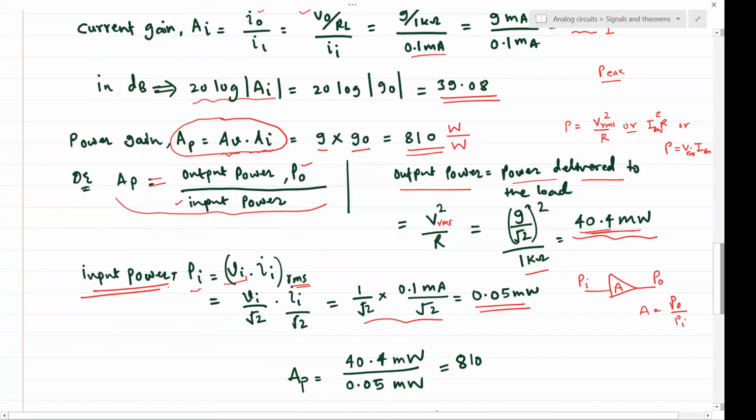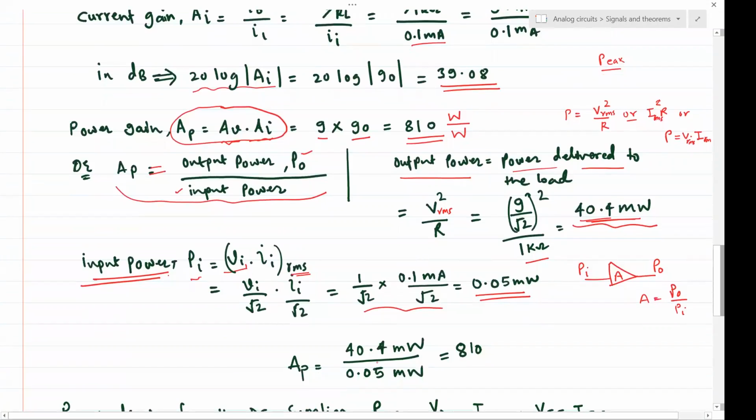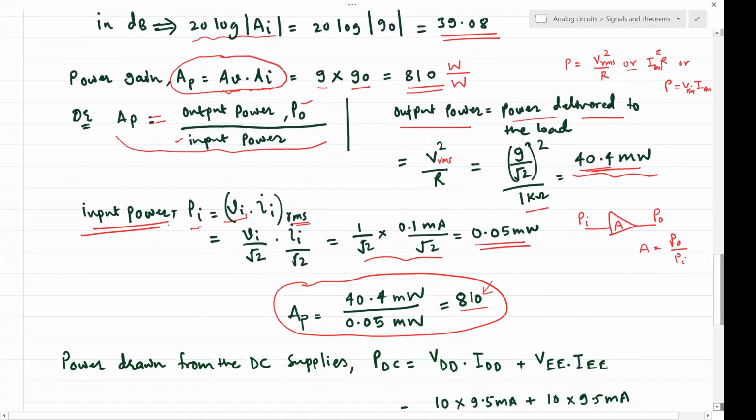So where was this power generated from? We'll see that. Once we know that, we get the power gain, which is 800 into 10, 810. So it's quite big, and we'll see in a few minutes how this was achieved. So again we come down.